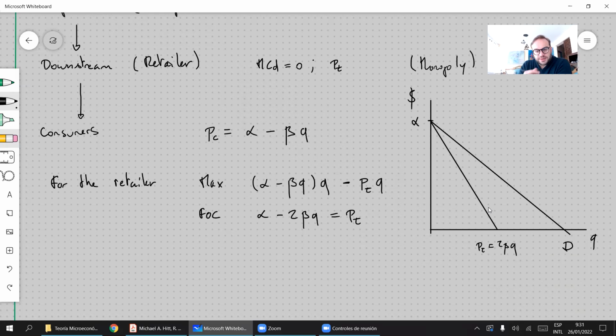And this implies that by anticipating this, the manufacturer's problem is to maximize profits again, but here I'm going to take into account the inverse demand of goods of the retailer, which means that the first order condition of the retailer is the demand function for the manufacturer. And then I have a marginal cost, C, of producing.